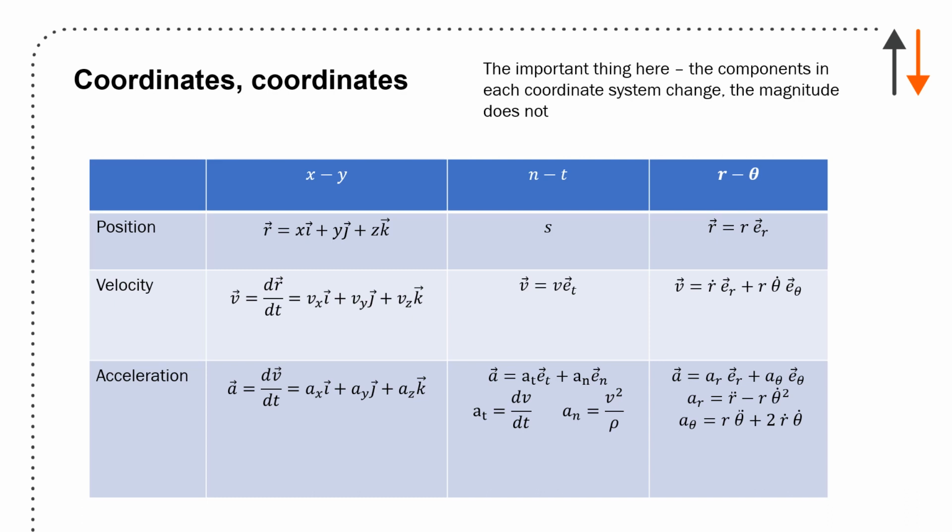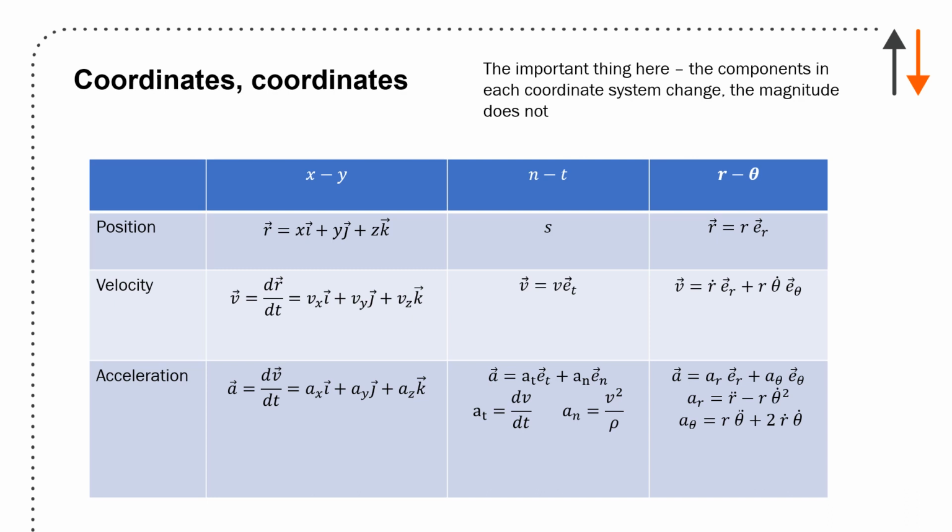So for position, r is equal to xi, yj, zk in the Cartesian system. Magnitude s is just along the path. R is equal to r e_r in an r-theta coordinate. When we take the derivative with respect to time, we get velocity, and we get vx in the i direction, vy in the j direction, vz in the k direction for a Cartesian system, the rectilinear system.